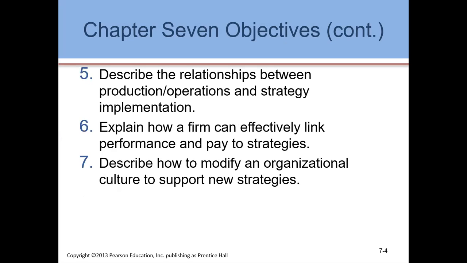Then we will be talking about, number 5, describe the relationships between production, operations, and strategy implementation. Our sixth concern would be explain how a firm can effectively link performance and pay to strategies. And our seventh concern would be describe how to modify an organizational culture to support new strategies.